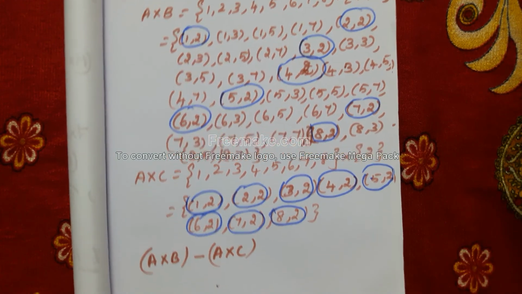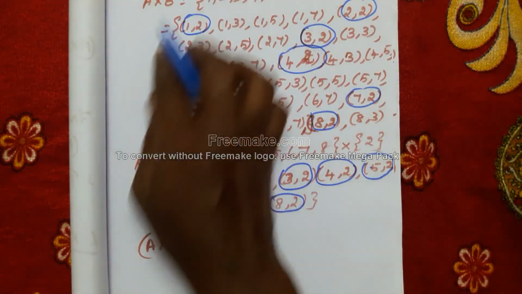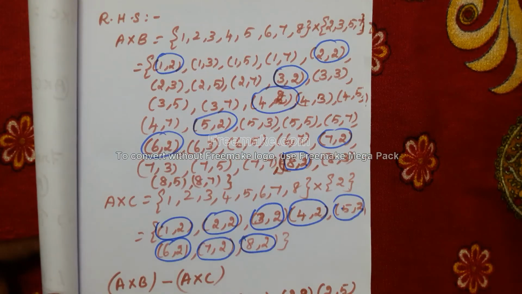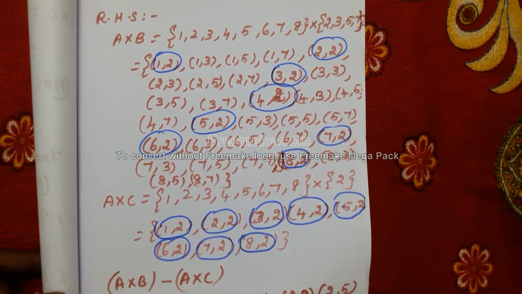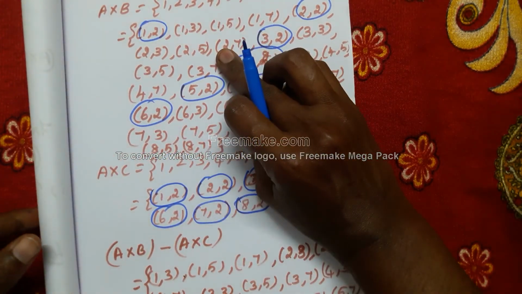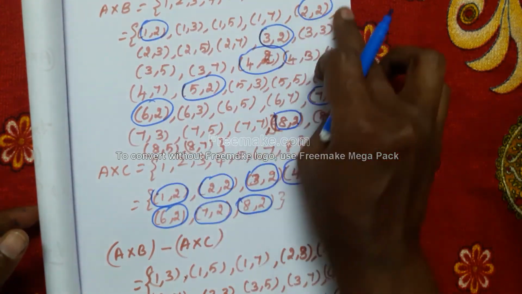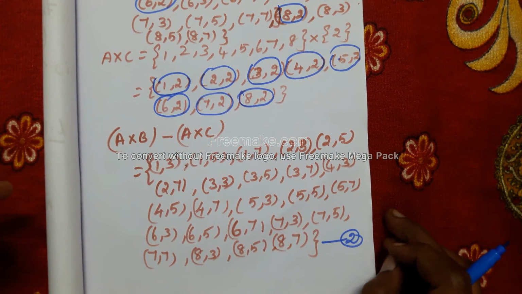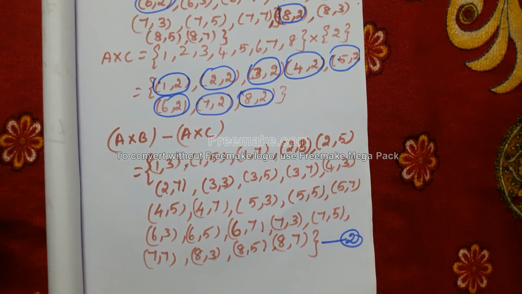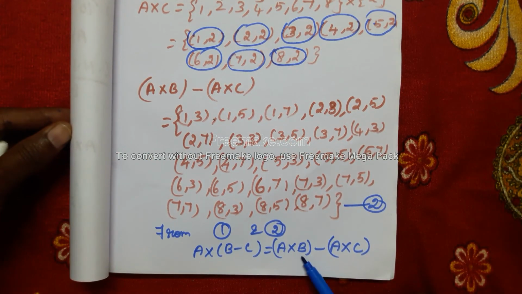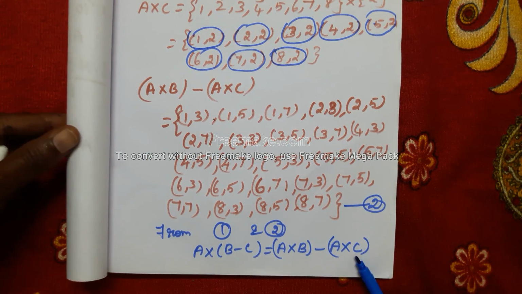Okay, except the circled elements, everything else we have to write. A cross B difference A cross C means except A cross C, everything in A cross B. That is equation 2. Equation 1 and 2 are equal. From 1 and 2, A cross B difference C is equal to A cross B difference A cross C.